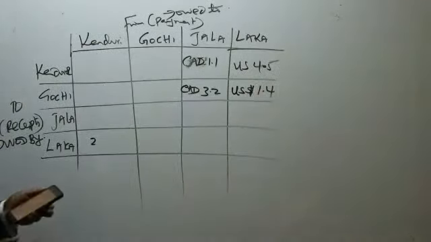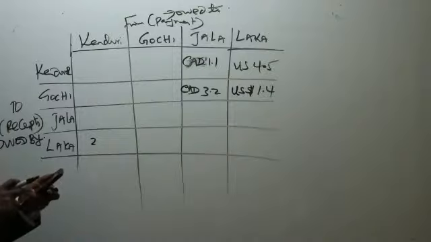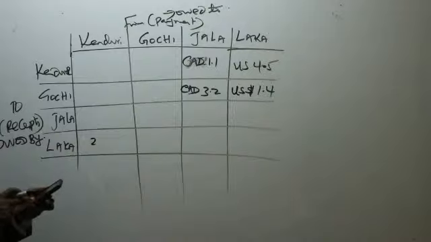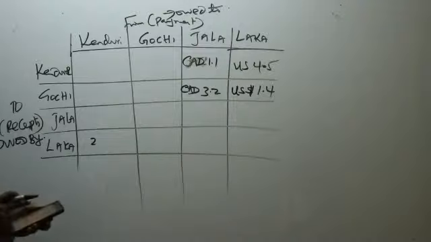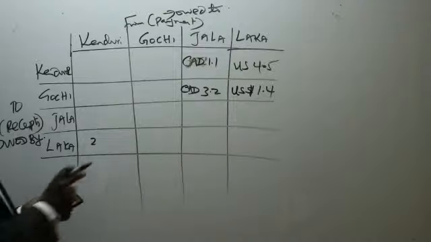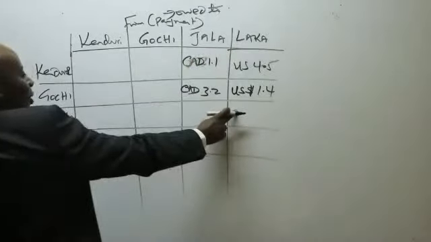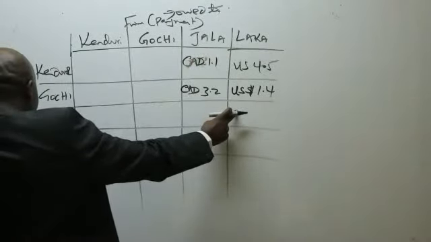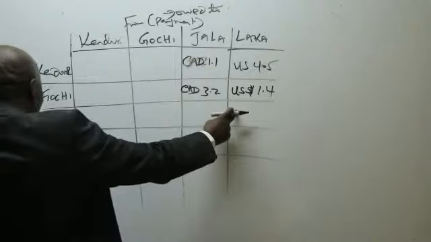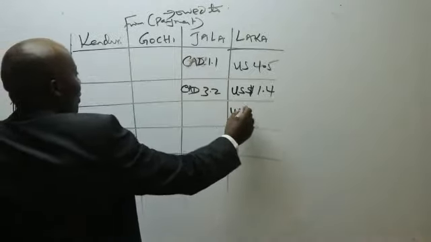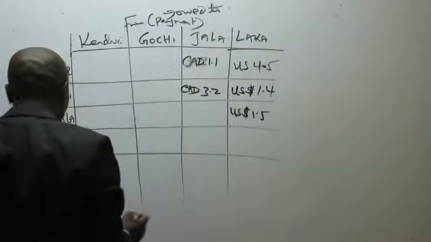Now, ladies and gentlemen, we have the next one there. 1.5 US dollar payable by Lakama to Jala. So in this case here, we have Lakama to Jala. They say how much is it from Lakama to Jala? It is US dollar 1.5 million.